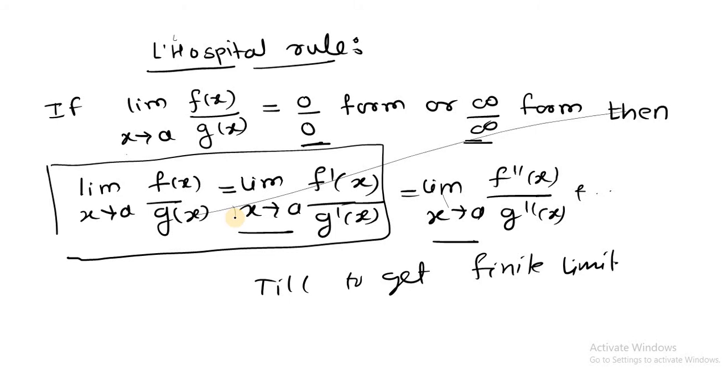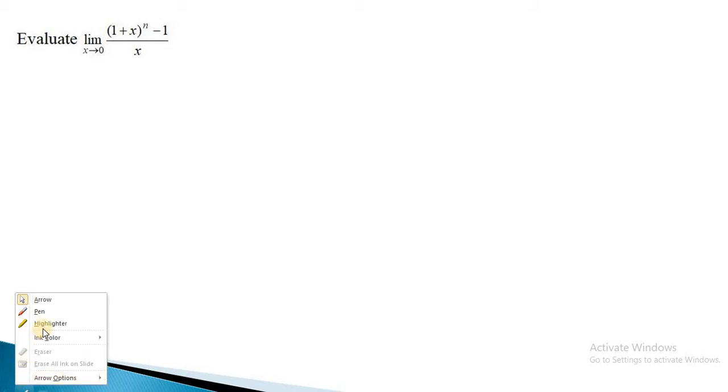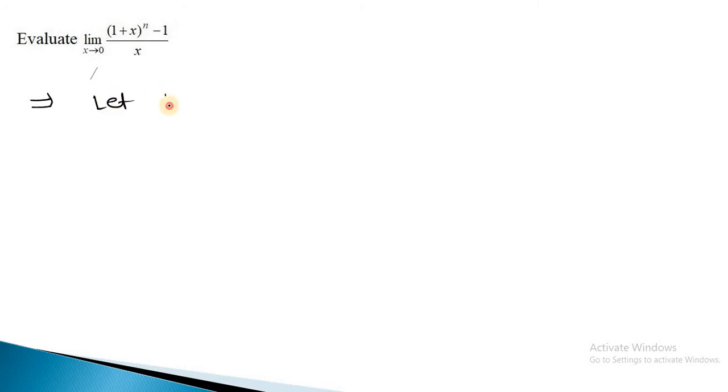Now we solve some examples using L'Hospital rule. So this is: evaluate limit as x tends to 0, (1 plus x) raised to n minus 1 upon x. So first let L be the given limit as x tends to 0, (1 plus x) raised to power n minus 1 upon x.